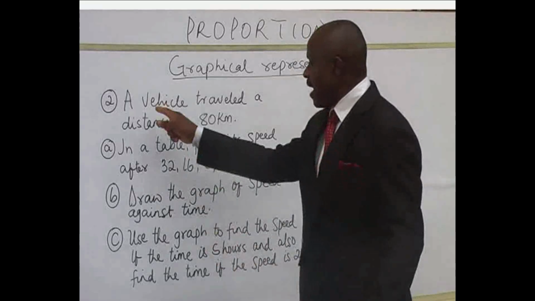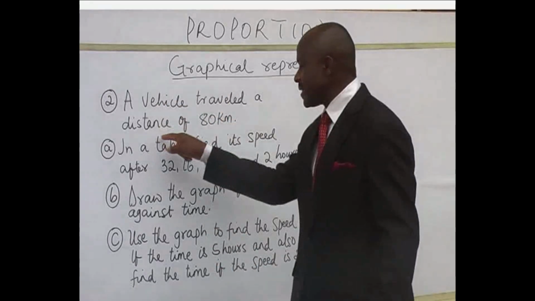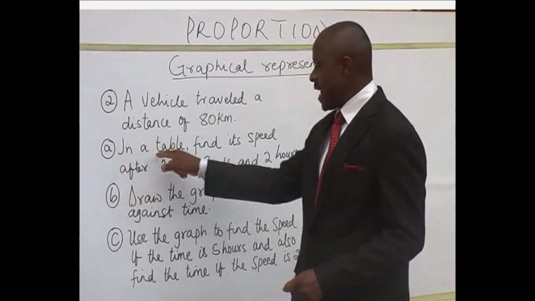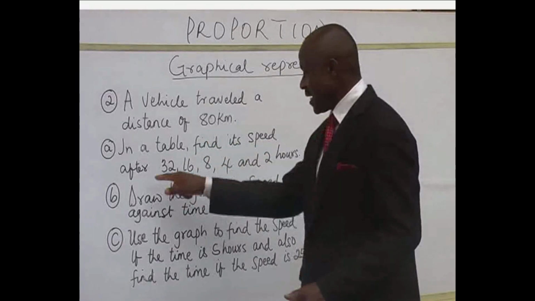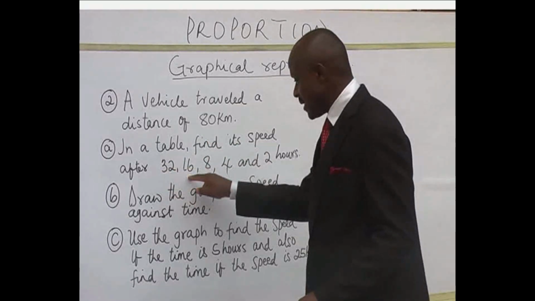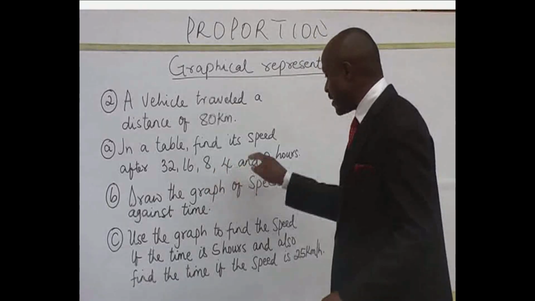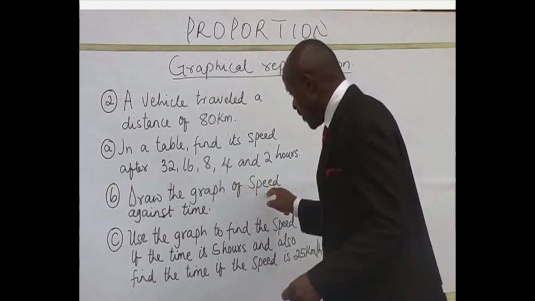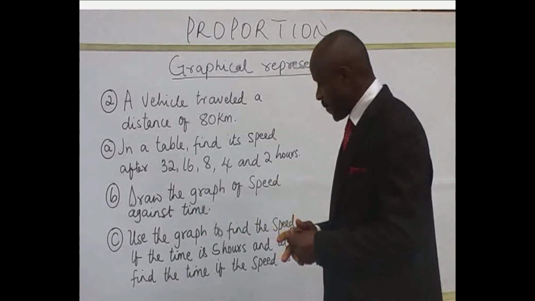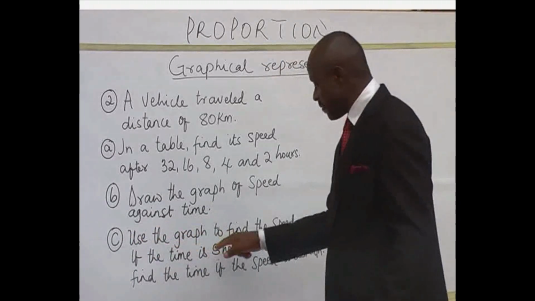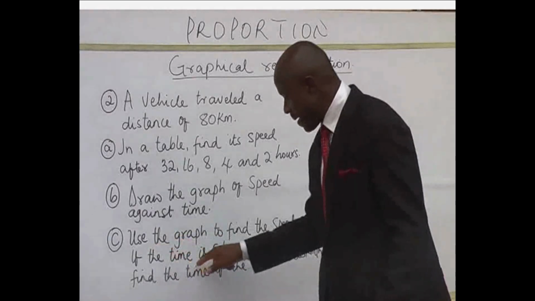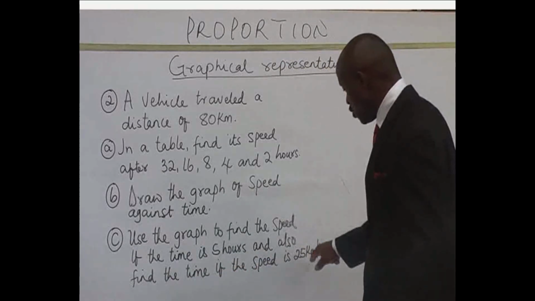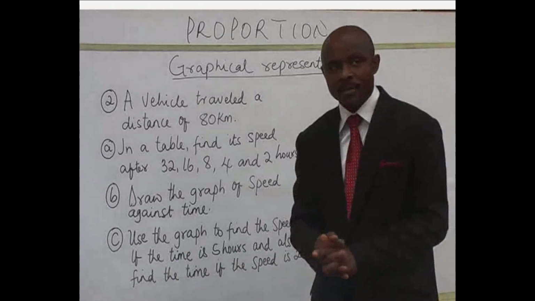The question says, a vehicle traveled a distance of 80 kilometers. Question A: in a table, find its speed after 32, 16, 8, 4 and 2 hours. Question B says, draw the graph of speed against time. C said, use the graph to find the speed if the time is 5 hours, and also find the time if the speed is 25 kilometers per hour.